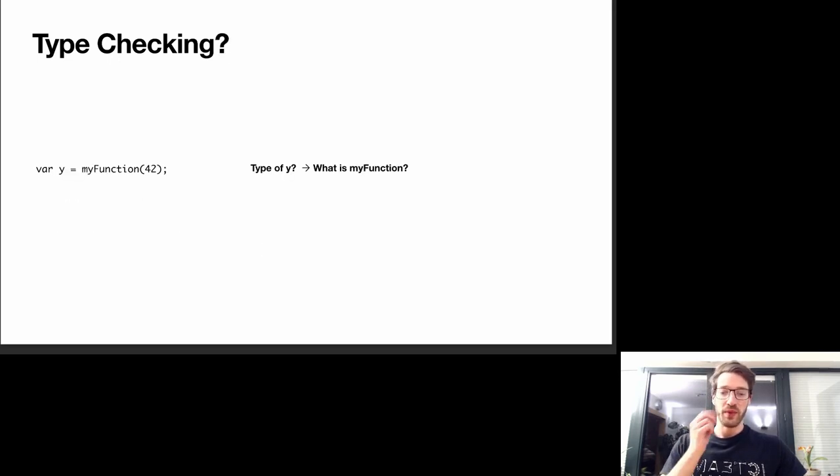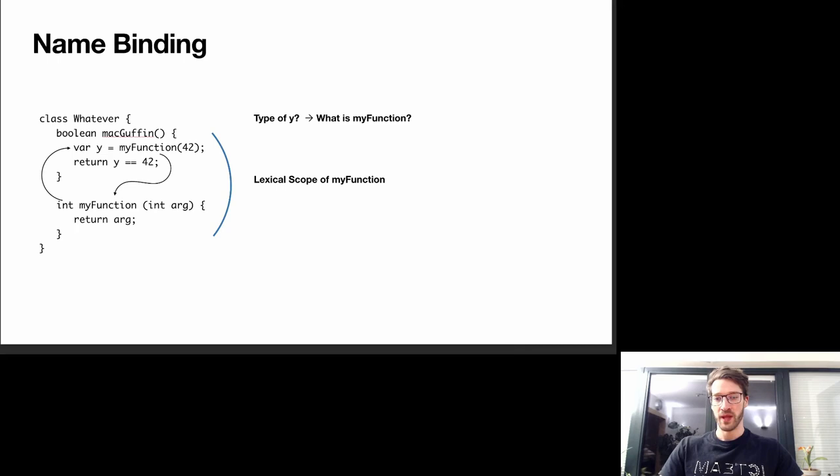So there's one step in this small example that's not quite clear. If you want to know the type of Y here, then I need to know the return type of my function, which is to say that I need to know what my function is. And knowing what my function refers to is the purpose of name binding.